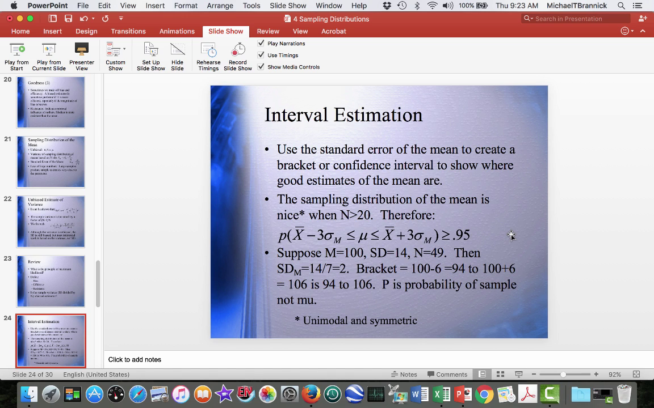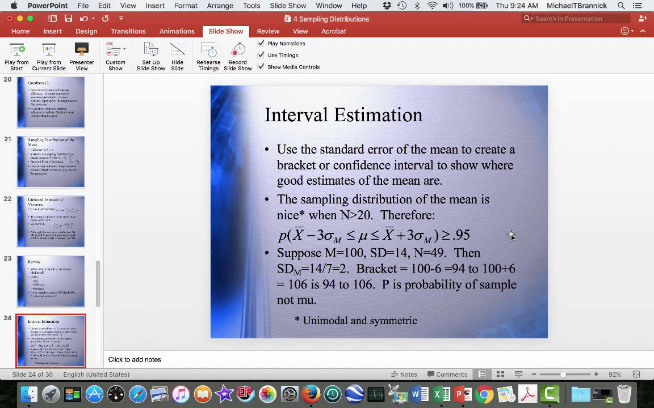So for example, if the mean is 100, that's x bar, the standard deviation is 14, and we have 49 people, then the standard error of the mean is 14 divided by 7, the square root of 49 is 7, and that's 2. In our bracket, we would go up and down 3 of those. So 100 minus 6 is 94, and 100 plus 6 is 106. So our interval would be 94 to 106, and the probability is 0.95 that our population value of the mean is in there somewhere, 94 to 106.